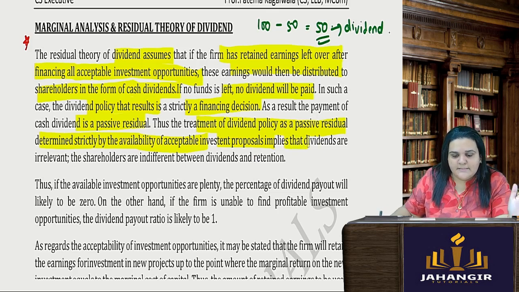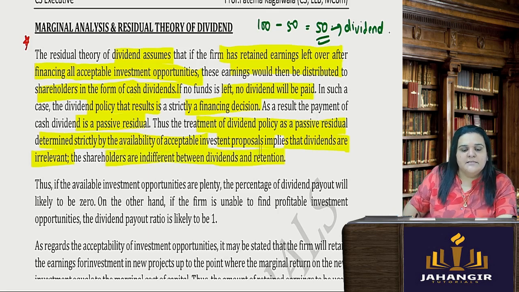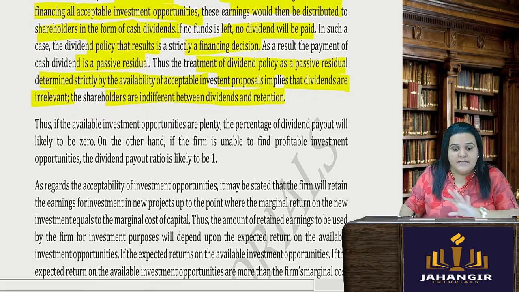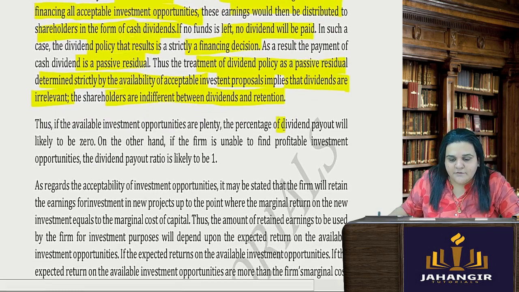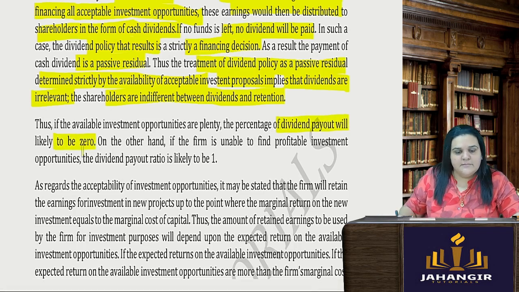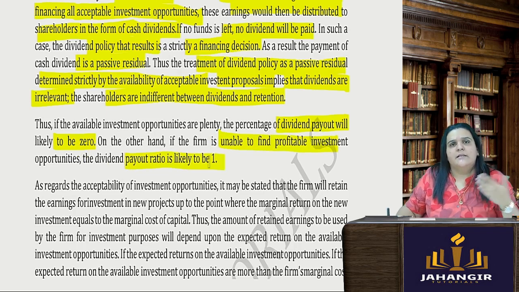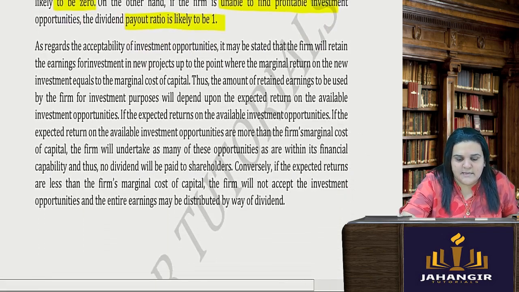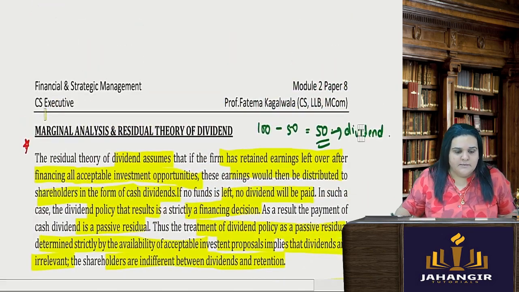Okay, so this implies that dividends are irrelevant. The shareholders are indifferent between dividends and retention. Thus, if available investment opportunities are plenty, the percentage of dividend payout is likely to be 0. Yes, it's because of this theory. On the other hand, if the firm is unable to find any profitable future investment, then the dividend payout ratio is likely to be 1. They will give a dividend. Okay, so marginal analysis and residual dividend theory is important from your exam point of view.